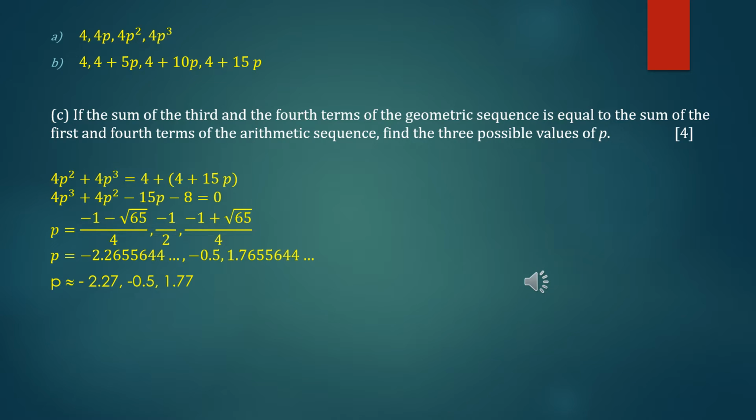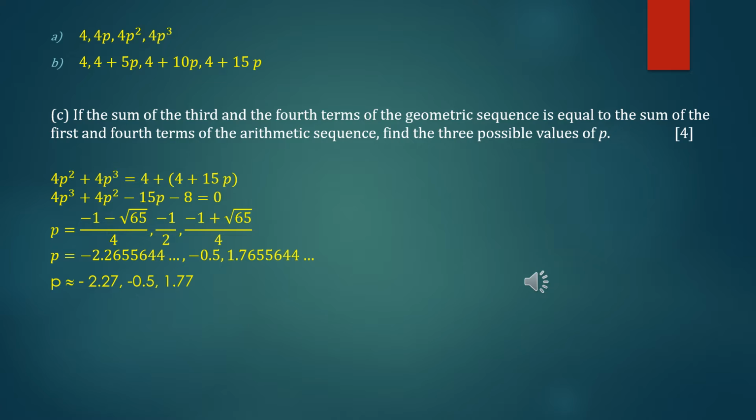So we get the sums and then we equate them. We shall have 4p squared plus 4p cubed equals 4 plus the sum of 4 plus 15p. So putting all similar terms together and writing this in general form, we shall have 4p cubed plus 4p squared minus 15p minus 8 equals 0. And then we use our GDC to find the values of p, particularly the polynomial tools.